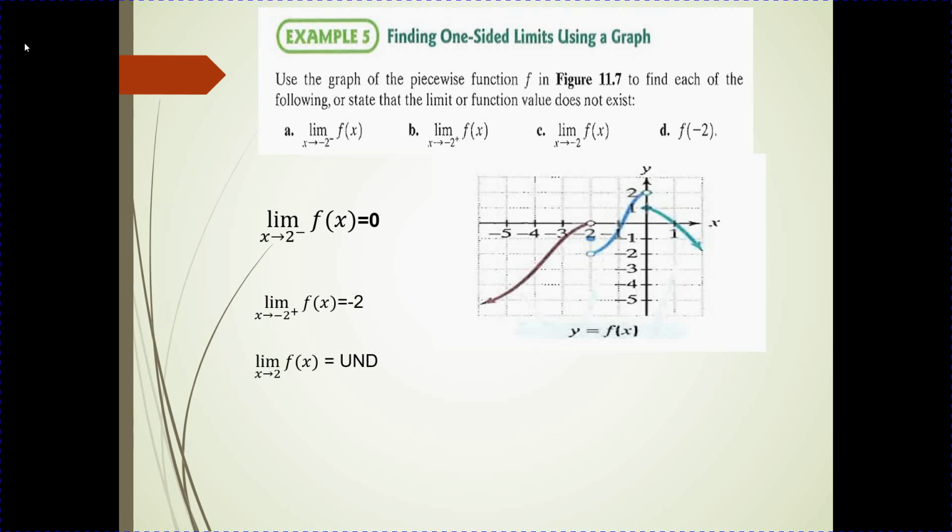So for f of negative 2, there is a closed dot, as you can see, a blue closed dot, which is at exactly negative 1. Therefore, f of negative 2 is equal to negative 1.